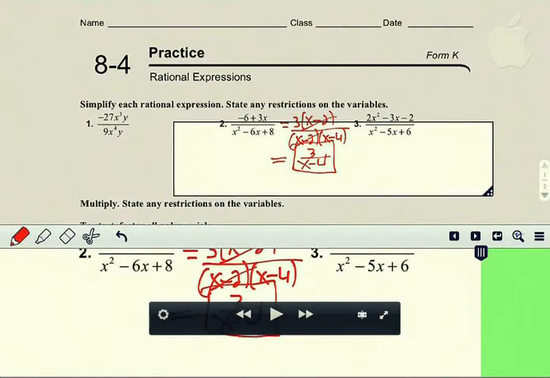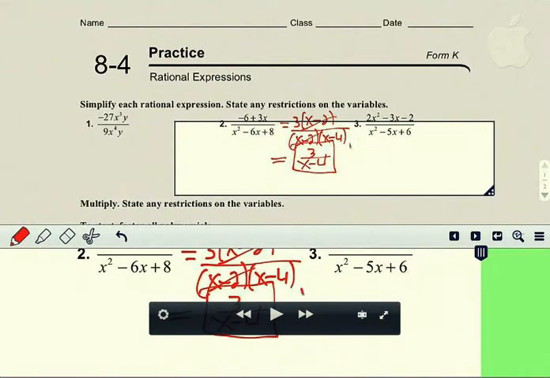For the restrictions, look back at that line before we canceled. We can't have x be 2 or 4.